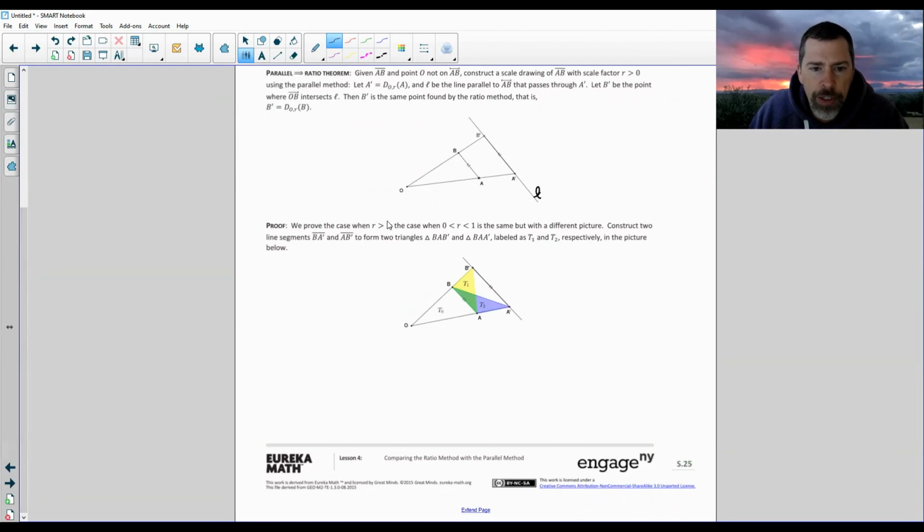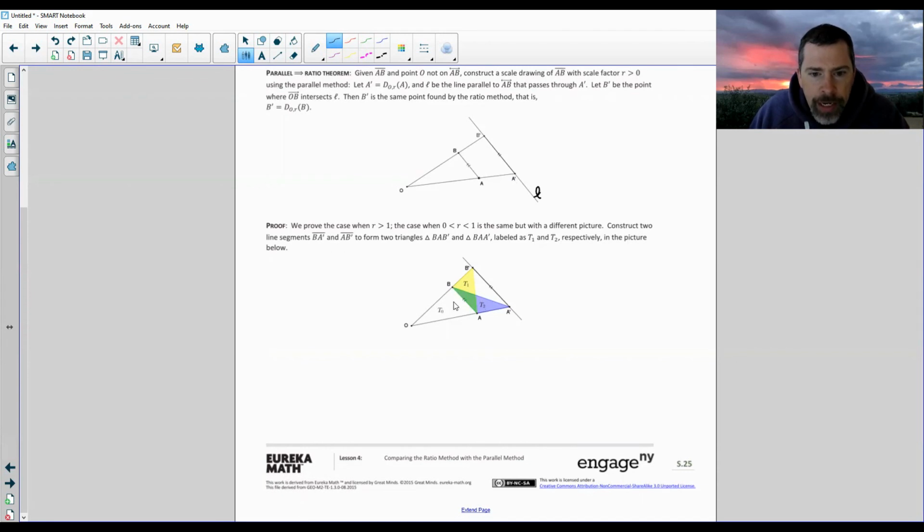Proof. We prove the case where R is greater than 1. The case where R is between 0 and 1 is the same, but with a different picture. Construct two line segments, B A prime. So then they tell you to draw a line segment from B diagonal over to A prime. So that was this drawing. We just drew this line over here, and that's going to form the purple triangle.